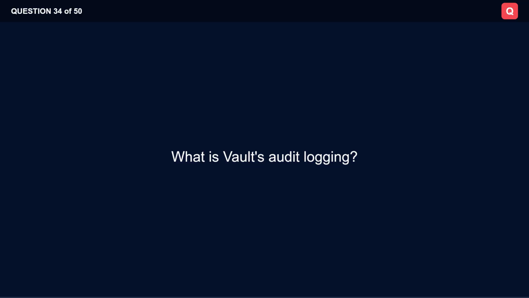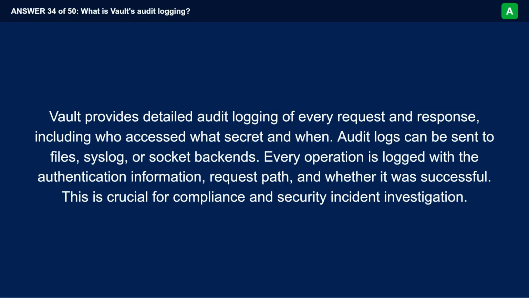What is Vault's audit logging? Vault provides detailed audit logging of every request and response, including who accessed what secret and when. Audit logs can be sent to files, syslog, or socket backends. Every operation is logged with the authentication information, request path, and whether it was successful. This is crucial for compliance and security incident investigation.